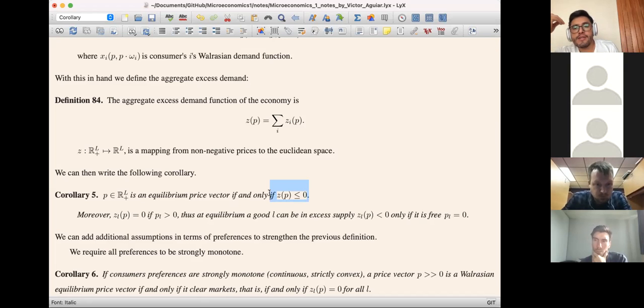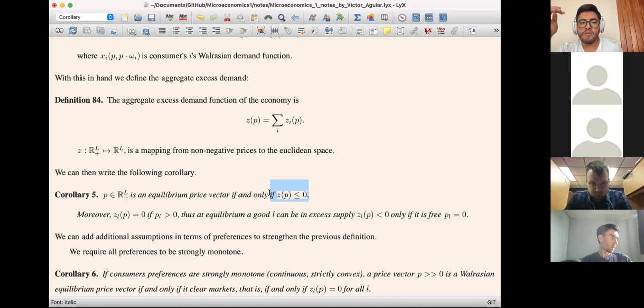So z(p) is a vector that has dimension L, right? There are L goods here, so it's a vector-valued function, okay? This thing is giving you the excess demand for L goods. In general it is nonlinear and highly complex, so it's describing a nonlinear system of equations, okay? And you're saying that if this thing is less than or equal to 0, entry-wise, because it's a vector of size L, then p is an equilibrium, okay?